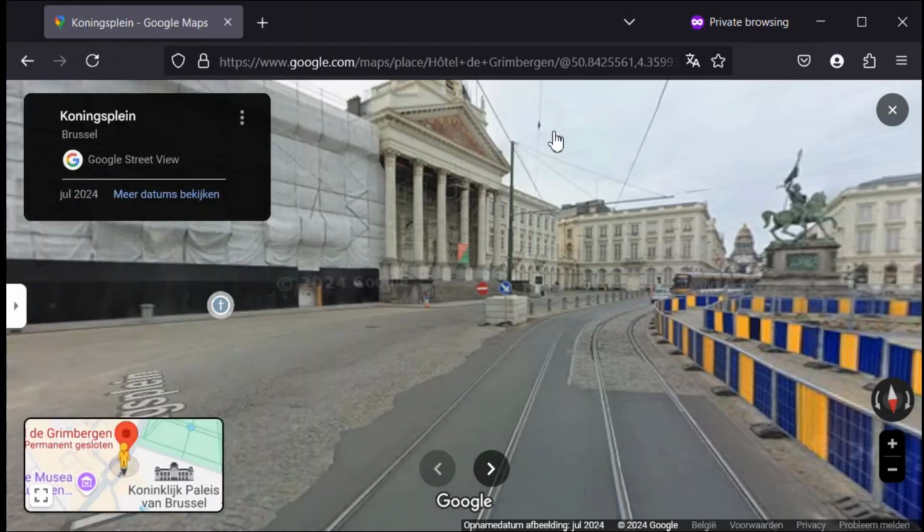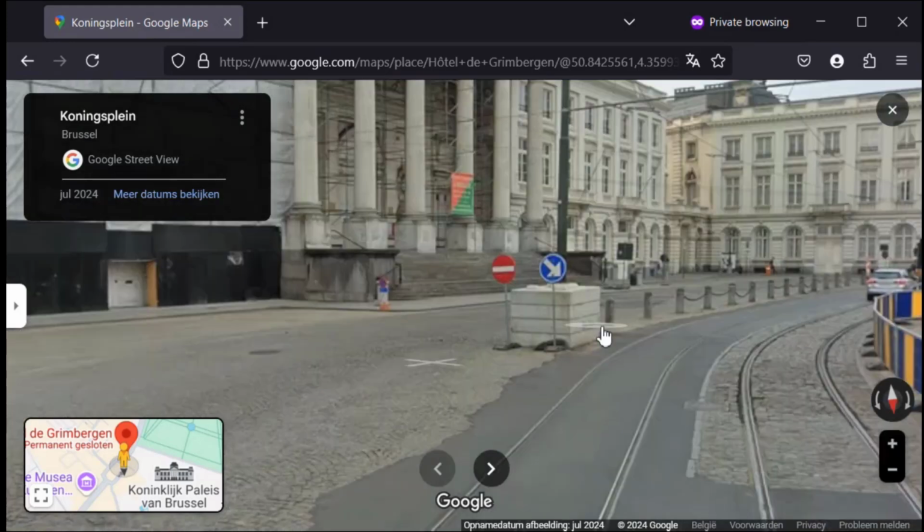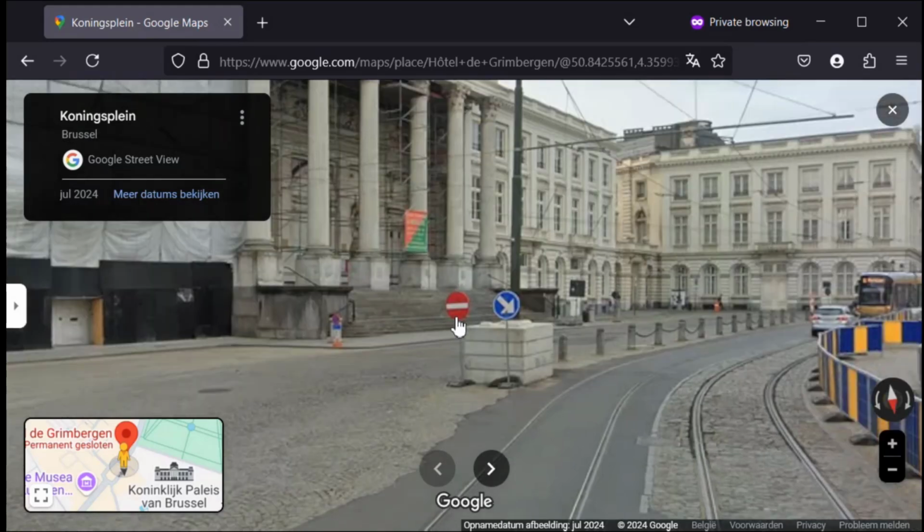All right, so I'm using Google Maps here to show you some examples. Let me zoom in. As you can see, this board is a prohibition board. We should now be able to very clearly say that this is a prohibition board, this is an obligatory board, this is a parking board, this is a warning board, and this is a priority board.